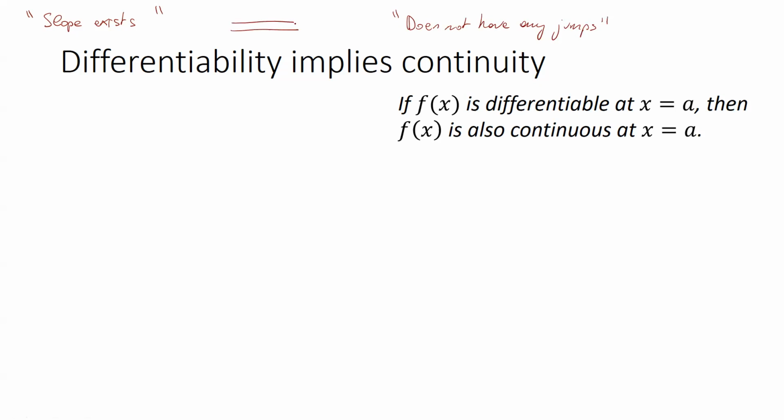And the statement that I'm making on this slide says that if the slope exists, then that means the function does not have any jumps. And if you think about it, or if you make a small figure for yourself, that makes sense, because for the slope to exist, the function has to be varying gradually. It can have a corner or a 90-degree angle like the absolute value function. It has to vary gradually. And of course, if it varies gradually, then it cannot have any jumps.